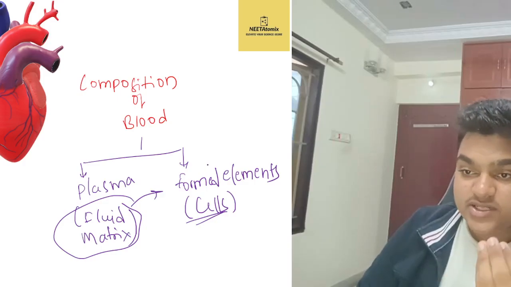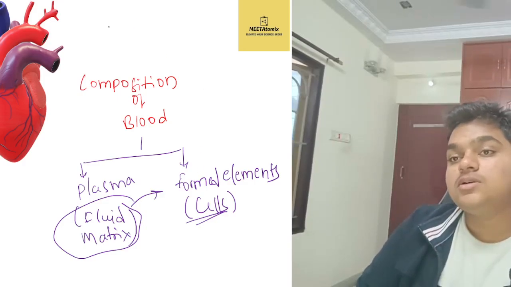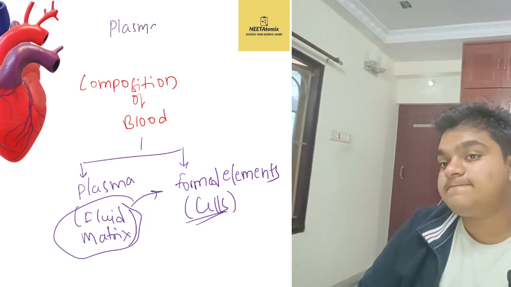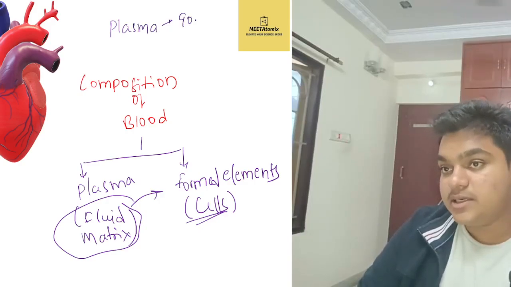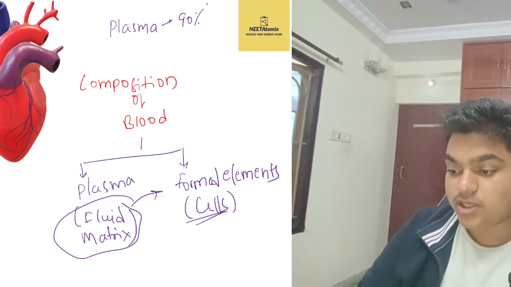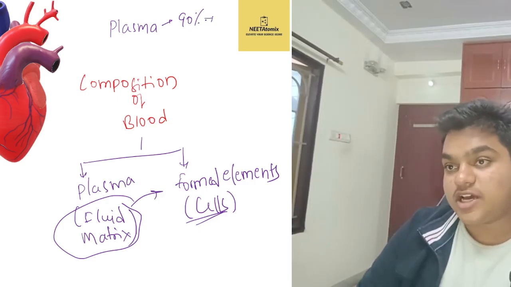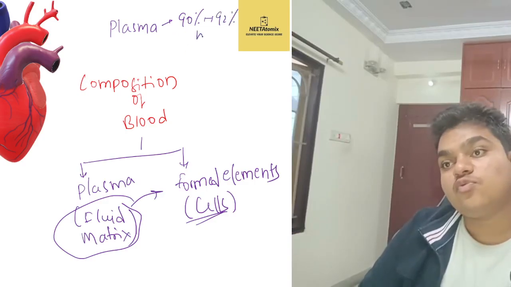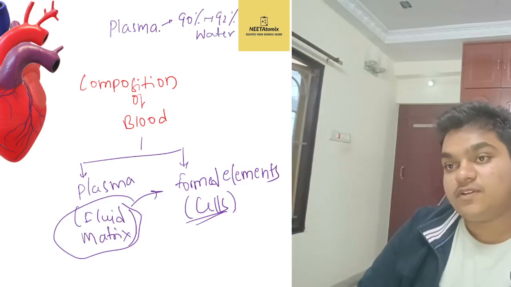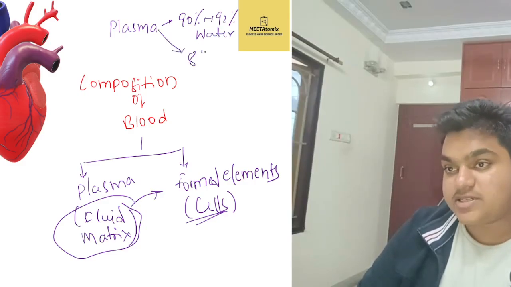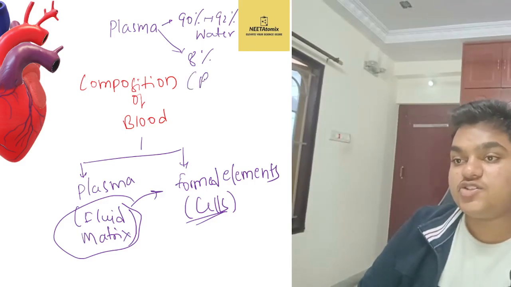So now what is the composition of this plasma? Plasma contains 90 percent water. Okay, 90 to 92% as per your NCERT. Remaining 8% accommodates your proteins.